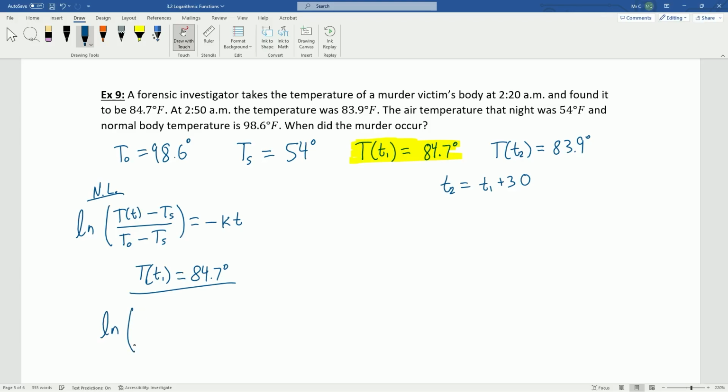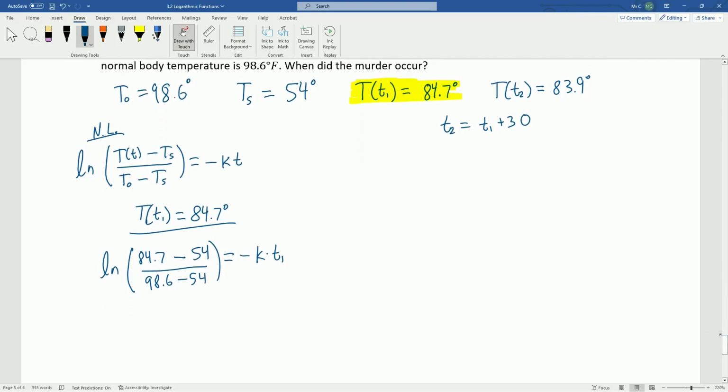So this gives us the natural log of the temperature at time 1, which is 84.7, minus the temperature of the surrounding area, that's 54 degrees, divided by the temperature of the body initially, it's 98.6 degrees, minus the temperature of the surrounding area, equals negative K times T1. Well, that gets me close. That at least lets me solve for T1 in terms of K, or vice versa.